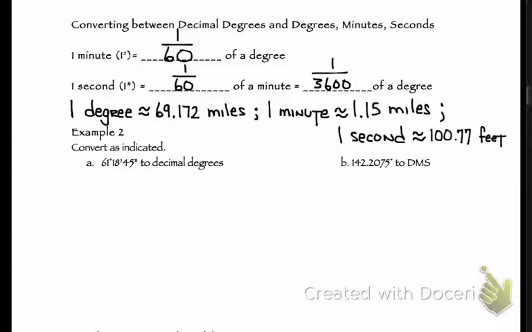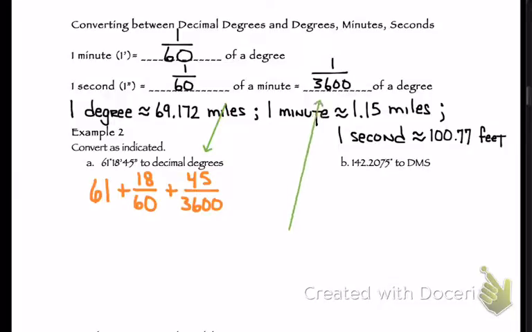Okay, so I'm asking you basically to just convert that into a decimal. Here's how I do this. I'm going to take the 61, that's going to be my whole number, plus, now I'm thinking 18 minutes, so I'm going to do 18 over 60, because I know 1 minute is 1/60th of a degree, so I take how many minutes and I divide it by 60. And I'm going to take the 45 seconds and divide that by 3600 because it's asking me to convert to degrees. And I know that 1 second is 1/3600th of a degree.